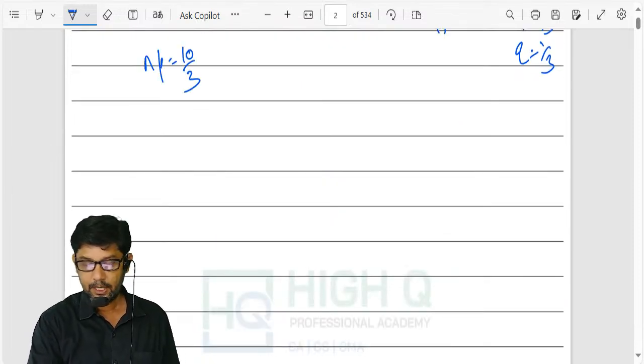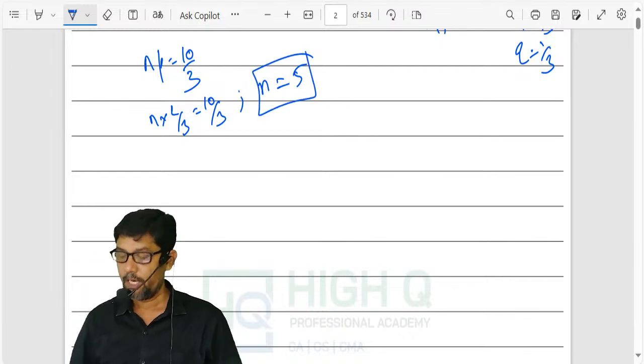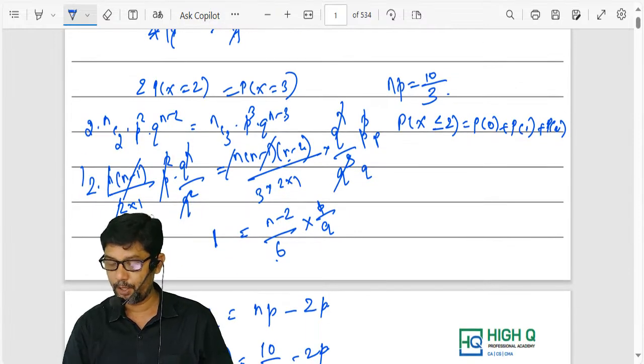10 by 3. So N into 2 by 3 is equal to 10 by 3. So what is the value of N? 5. Now the question is, we have to find out P of 0, P of 1, P of 2.